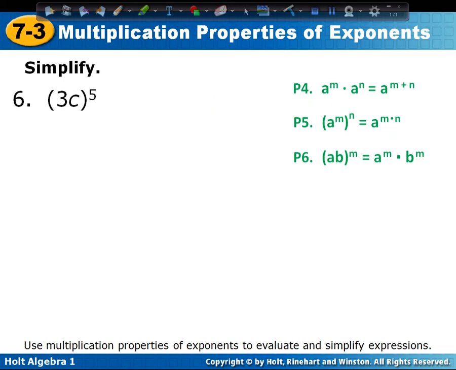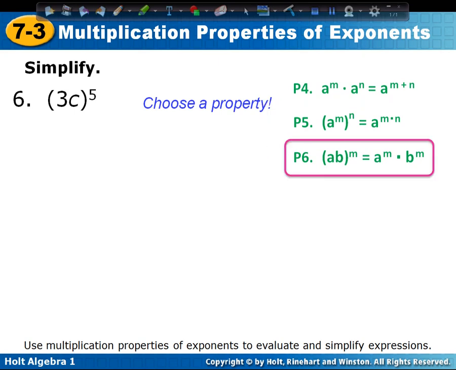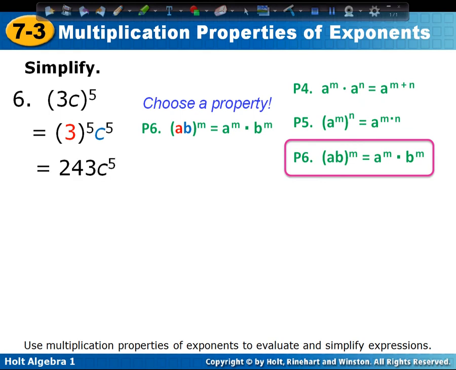All right, look at number 6. You have 3c raised to the 5th. So we're looking at property number 6 here, where you have ab to the m equals a to the m, b to the m. This translates to 3 to the 5th, c to the 5th. If we work out 3 to the 5th, it gives us 243, c to the 5th.